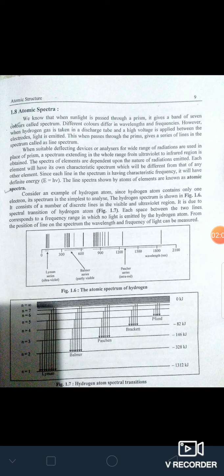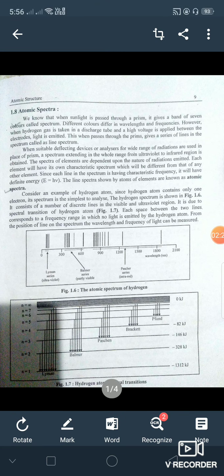Consider an example of the hydrogen atom. Since the hydrogen atom contains only one electron, its spectrum is the simplest to analyze. The hydrogen spectrum is shown in the figure. First, the atomic spectrum of hydrogen in this figure consists of a number of discrete lines in the visible and ultraviolet region. It is due to spectral transition of the hydrogen atom.